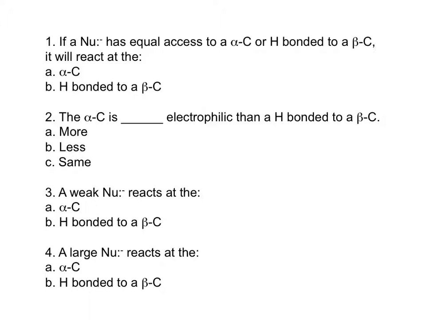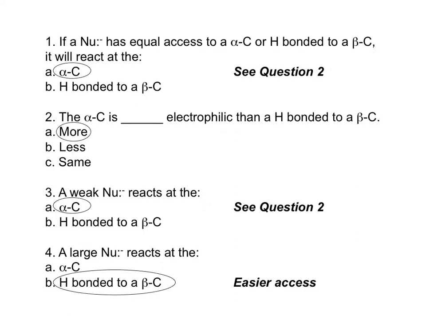The answers are: remember, if a nucleophile reacts at the alpha carbon, the substitution product forms. If the nucleophile reacts at the H bonded to the beta carbon, the elimination product forms. Note that the alpha carbon is a better electrophile than the H bonded to a beta carbon. However, it's more difficult for a nucleophile, especially a large nucleophile, to access the alpha carbon. A nucleophile has easier access to the H bonded to the beta carbon.